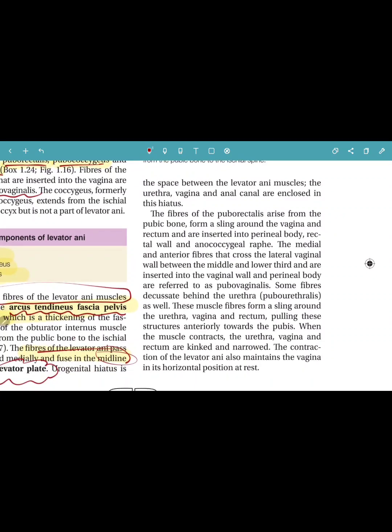The fibers of the puborectalis arise from the pubic bone, forming a sling around the vagina and the rectum, and are inserted into the perineal body, rectal wall and anococcygeal raphe. The medial and anterior fibers that cross the lateral vaginal wall between the middle and lower third are inserted into the vaginal wall and the perineal body, and are referred to as pubovaginalis. Some fibers decussate behind the urethra, pubourethralis. All of this is not very much important.